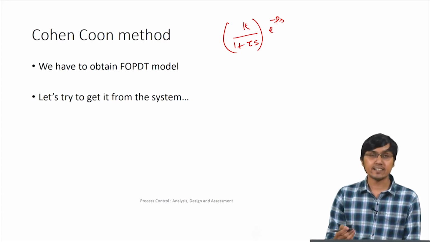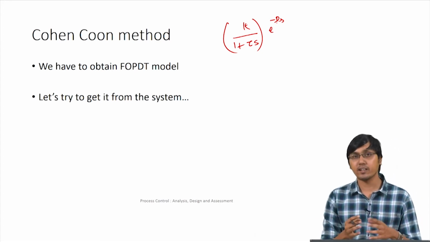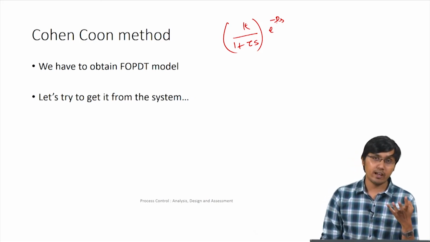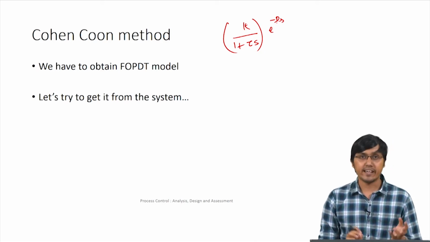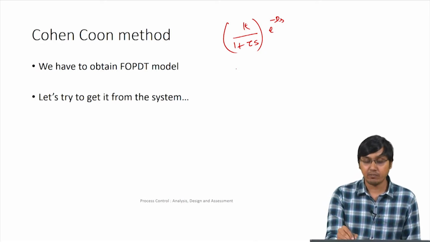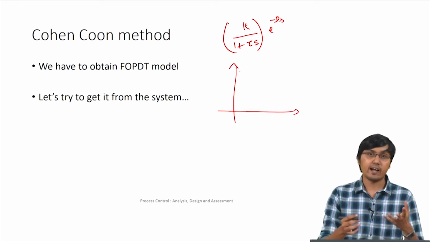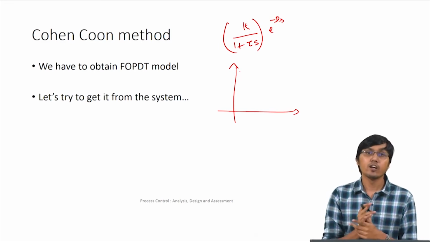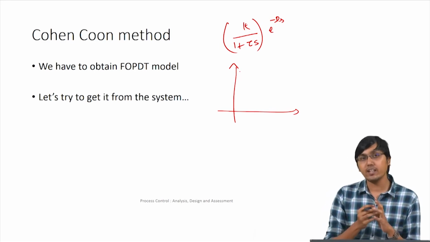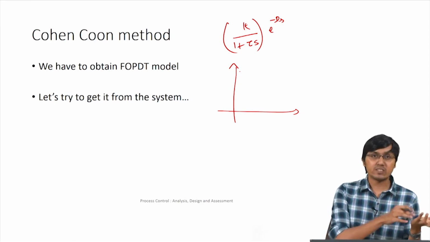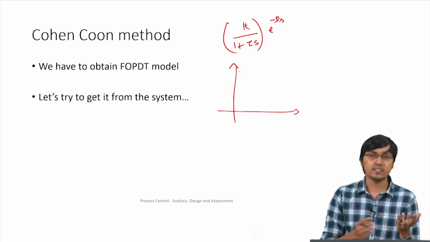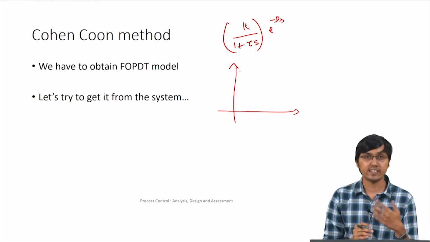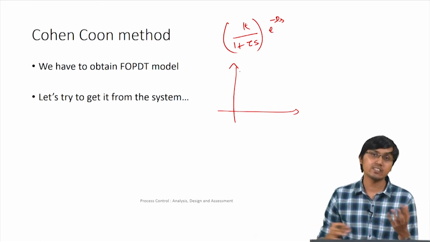Let us say you have been given a plant, say a boiler. We will take the boiler as an example again. I give you a system and ask you to tune the PID controller for it. What are you going to do? We may not start deriving everything from first principles, the heat equations, energy balance equations, energy conservation, and finally derive. That is one way of doing this.